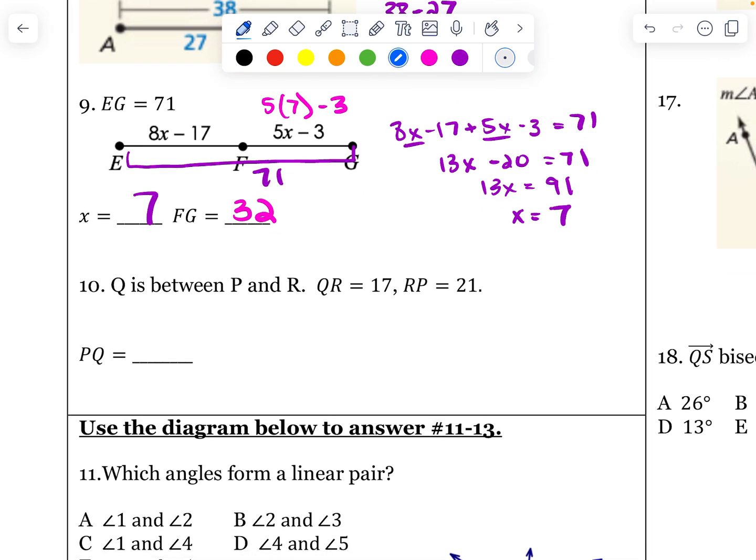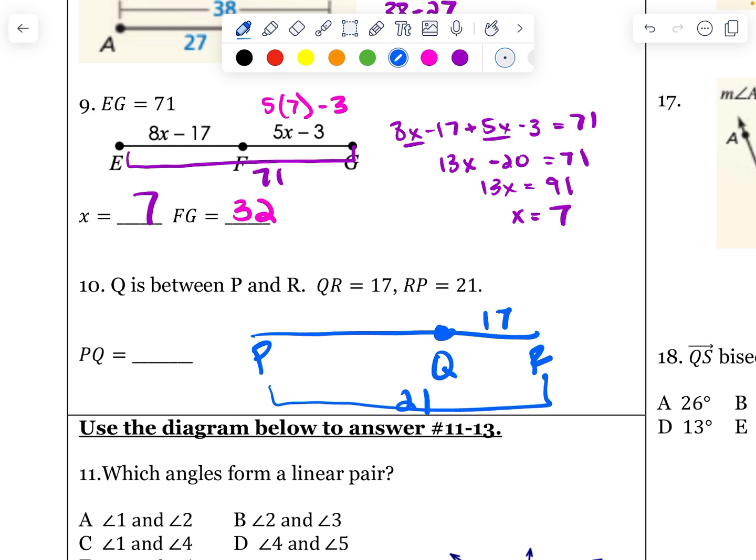Q is between P and R. All right. P, R, Q. QR is 17. PR or RP is 21. Ooh, means my picture's trash, but that's okay. I am looking for PQ, so I can just say 21 minus 17 is going to be 4.